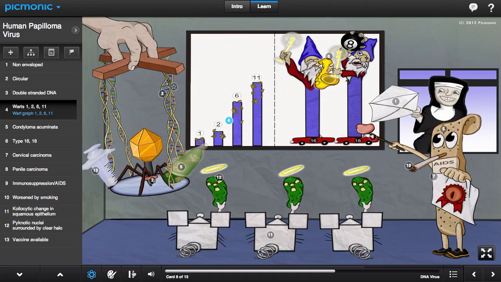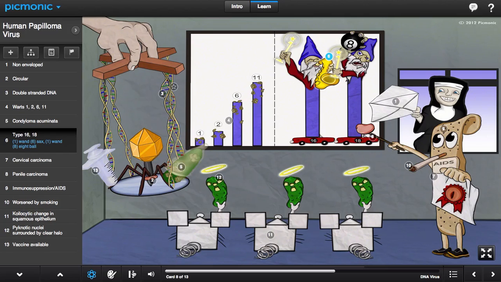There are specific strains of HPV, and strains 1, 2, 6, and 11 are associated with warts, depicted by the bar graphs labeled 1, 2, 6, and 11 with warts on them. Specifically, types 6 and 11 cause genital warts, called Condyloma acuminata, the condom cucumber.